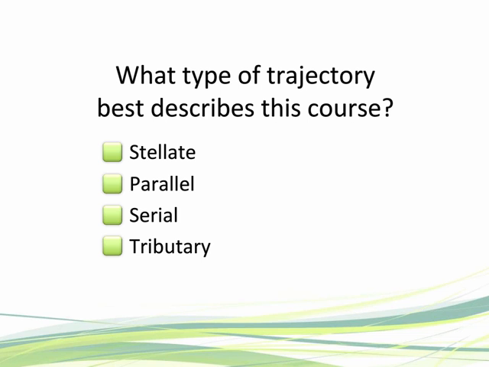What type of trajectory best describes this course? The best answer is tributary. There are essentially 3 serial components, the last 2 of which can be viewed in an order the learner prefers. This is a good example of how one can combine trajectories in order to achieve the desired performance objective. The overall architecture is tributary, and each branch is serial.